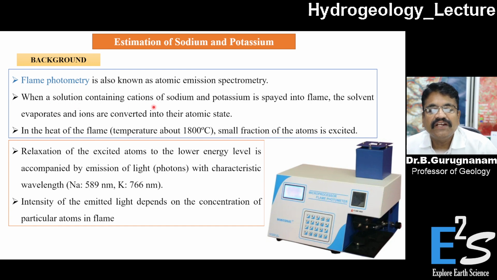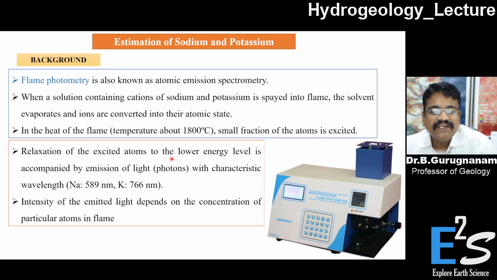When a solution containing sodium and potassium is sprayed into a flame, what will happen? The solvent evaporates and ions are converted into the atomic state. In the heat of the flame, at a temperature above 1800 degrees centigrade, a small fraction of the atoms is excited. The water sample is sprayed and then you will get your color changes in the flame, and through that the quality in terms of sodium and potassium is assessed.